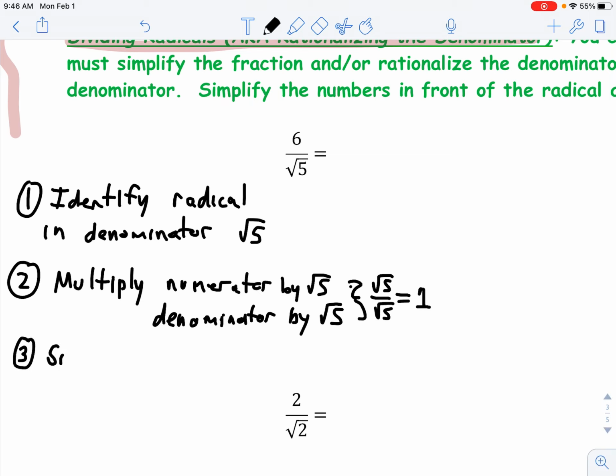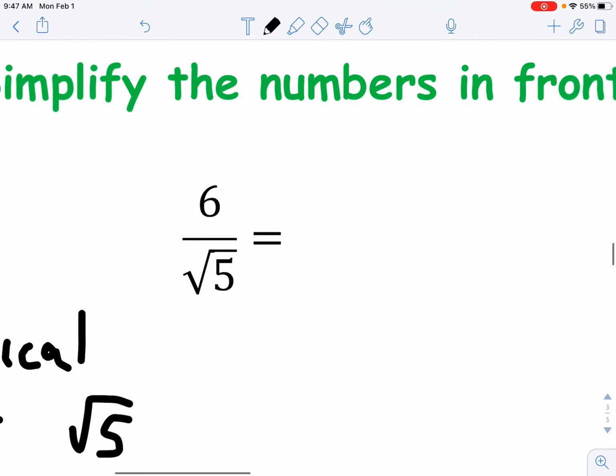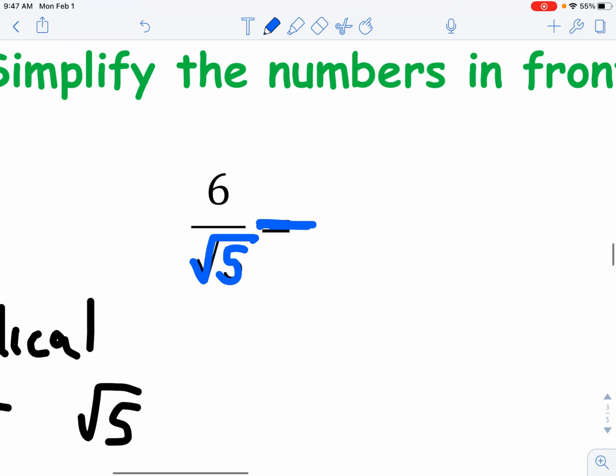And then 3 is simplify. So watch this. This is what I mean in steps 1, 2, and 3. Identify the radical. All right, so it was radical 5. Now again, I don't really like these equal signs here, so I'm going to change it into a fraction bar. We're going to multiply the top, 6, by radical 5, and the bottom, the denominator, by radical 5. And then we're going to simplify.